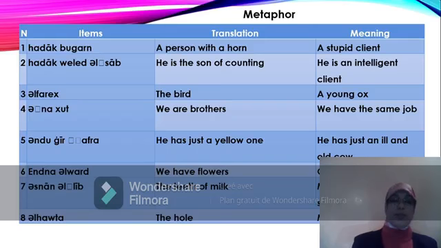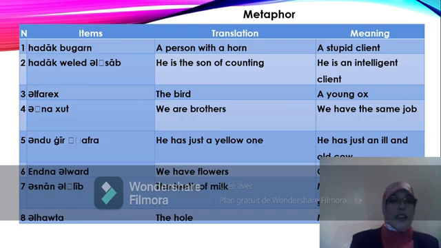Item number 2, هذاك ولد الحساب, which means he is the son of counting. So the meaning is he is an intelligent client, and this is a kind of warning, if you want to say. A butcher is warning his friend about a client using this secret language between them. Both of them get the meaning, they understand what they are talking about. However, a stranger as a client does not know what it means.